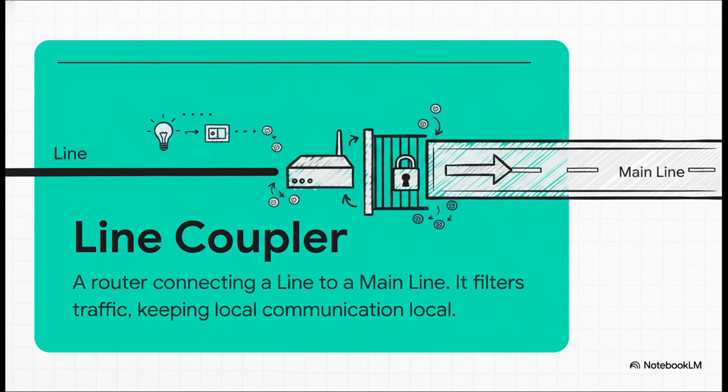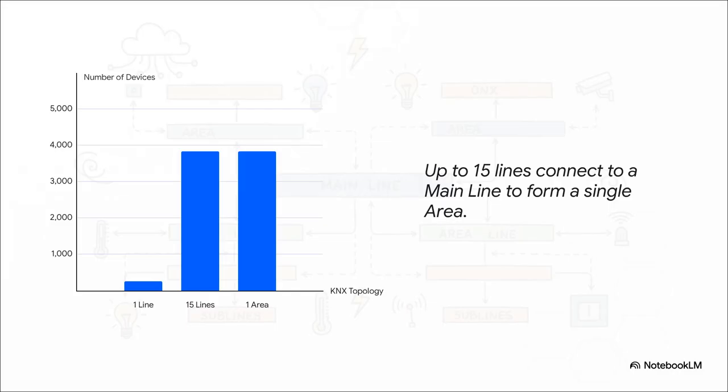But, and this is so important, it's also a gatekeeper. It keeps all the local chatter, like a light switch talking to a light right in the same room, on that line. This prevents the main highway from getting all clogged up with traffic it doesn't need. And this is where the scale just explodes.